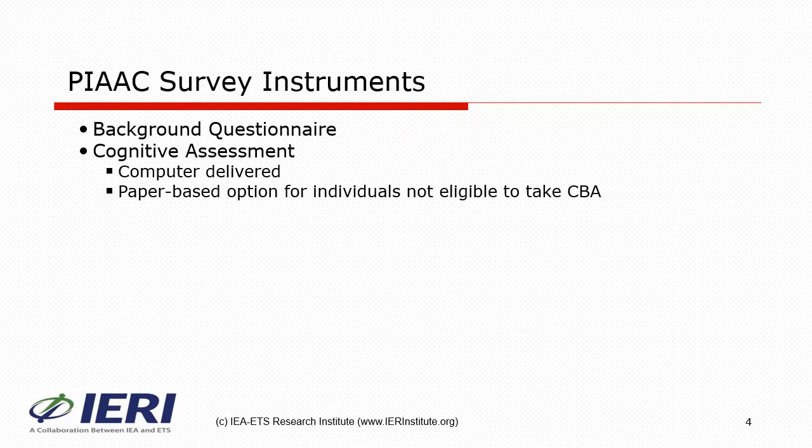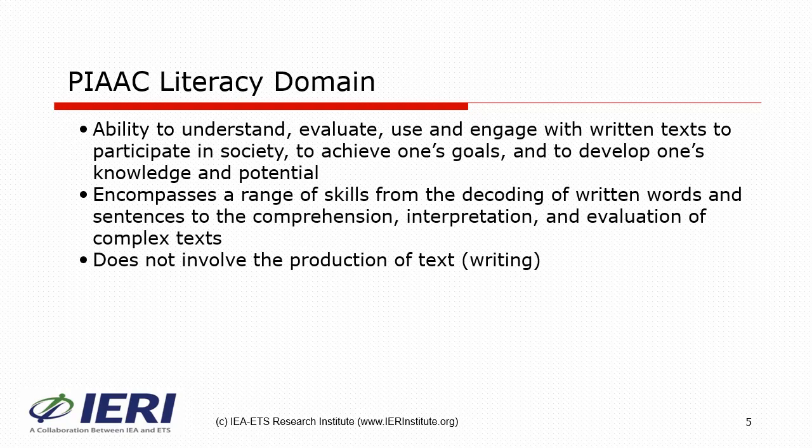PIAAC consists of 2 main survey instruments, a background questionnaire and a cognitive assessment. The cognitive assessment was delivered on computer, but there was a paper-based option for individuals with no computer experience. PIAAC assessed participants in their ability to understand, evaluate, use, and engage with written text to participate in society, to achieve one's goals, and to develop one's knowledge and potential. This is what they call the literacy domain.